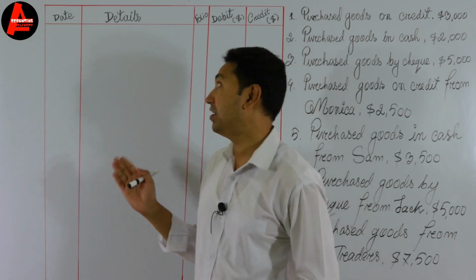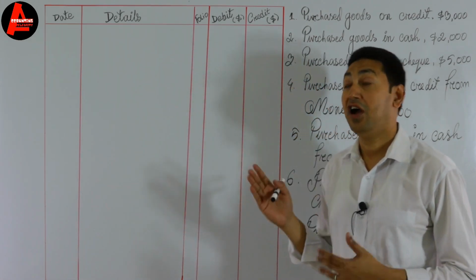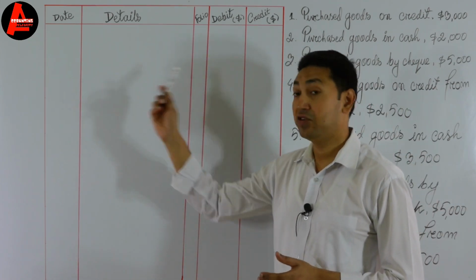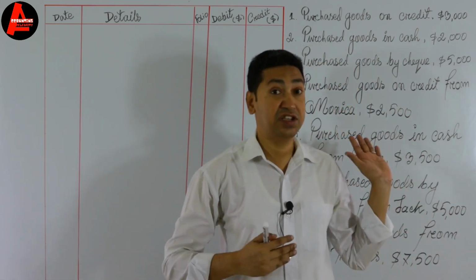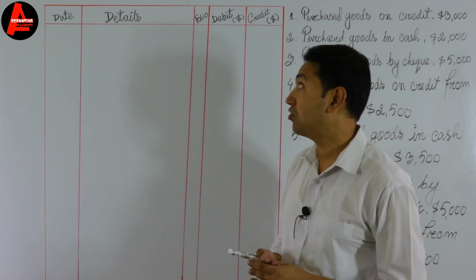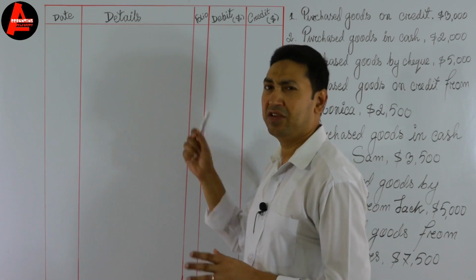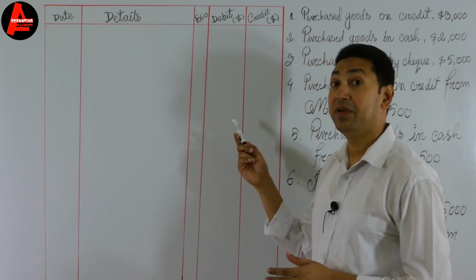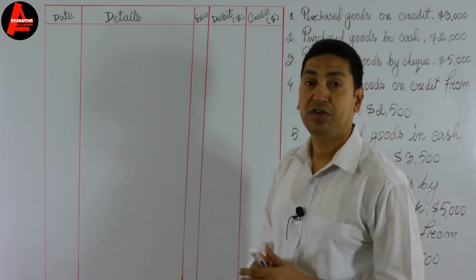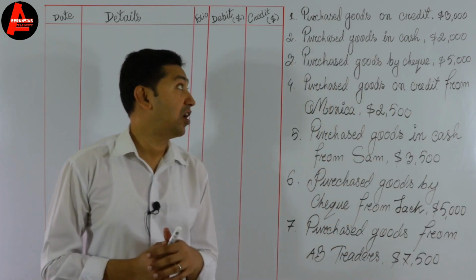Okay, so here this is the format for journal. Firstly we should know the format. Here date, we know there are dates with the transactions. We write dates here, then details means debit and credit account will be written here, then folio number, here we don't have to write anything, then debit amount and credit amount. So the first transaction is purchased goods on credit.